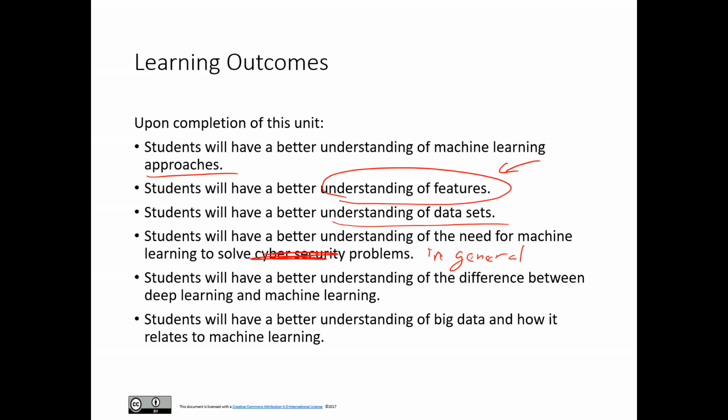Students will have a better understanding of the difference between deep learning and machine learning. I don't believe you should teach a machine learning class without devoting some time to deep learning. I already told you that deep learning is neural networks, which are just one algorithm within machine learning, but they're very powerful and very good at processing large amounts of data. And students will have a better understanding of big data, how it relates to machine learning, and how it presents challenges. Those are really the objectives of the course.